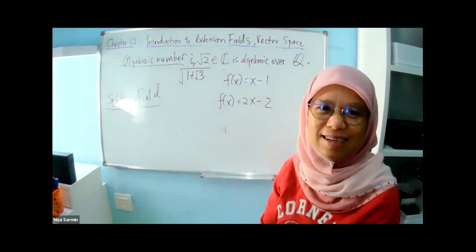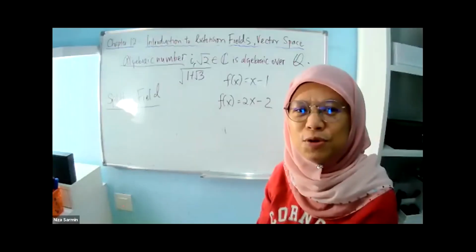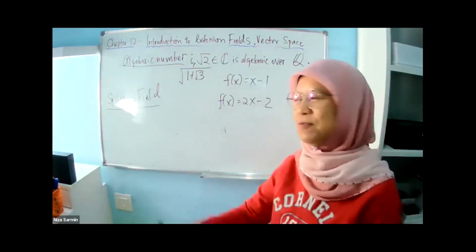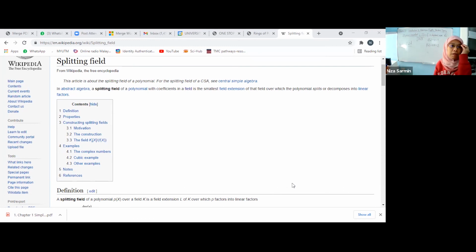Yeah, Hannah? Okay, it is the smallest field extension of that field over which the polynomial splits or decomposes into linear factors. Can you share that? All right. Before, maybe it was hard to understand what it means. Right now, after we've been through all this, I think it's much clearer what a splitting field is. A splitting field of a polynomial with coefficients in a field is the smallest field extension in which the polynomial splits or decomposes into linear factors.